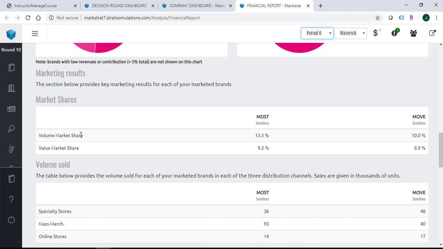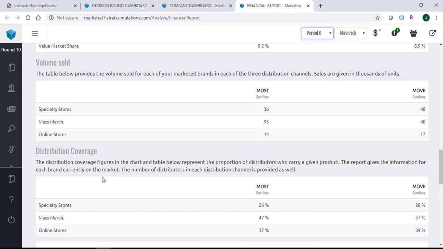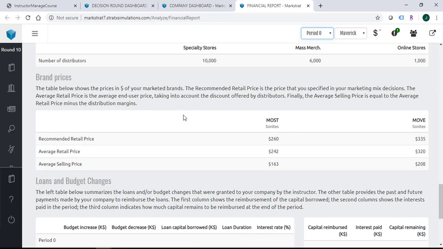Market share is based on the units sold and also the revenue. The volume sold table provides the volume sold for each of your marketed brands in each of the 3 distribution channels. Sales are given in thousand units. In the distribution coverage table, you will see the proportion of distributors who carry a given product. Meanwhile, the number of distributors in each type of channel is also given. Brand prices show the prices in US dollars of your marketed brands.